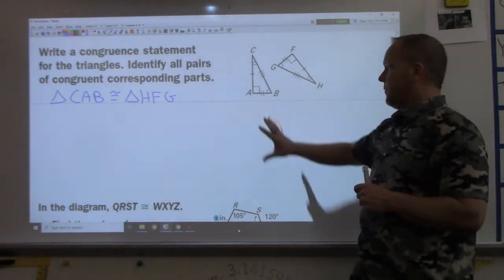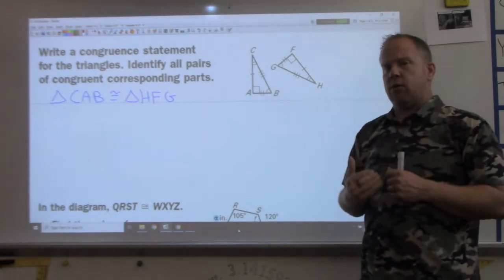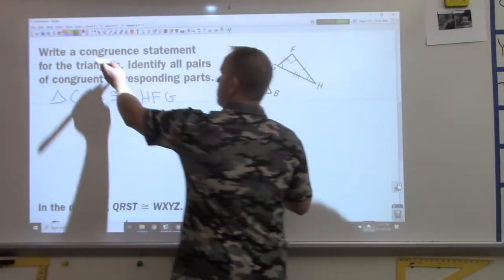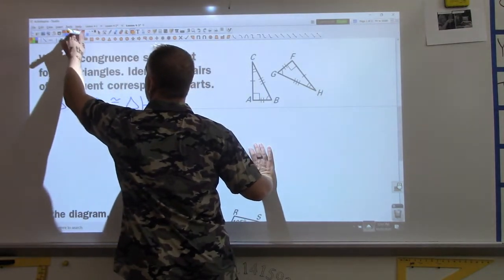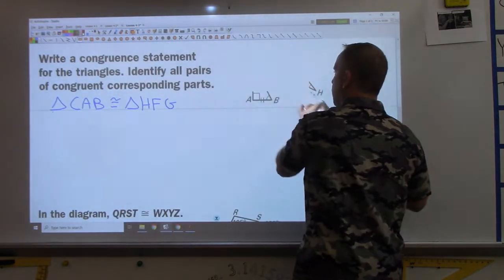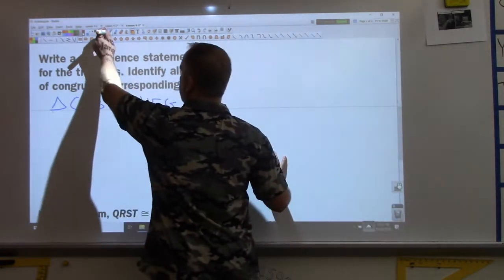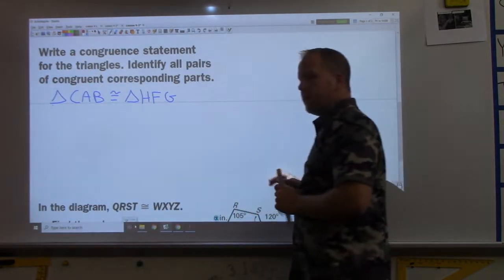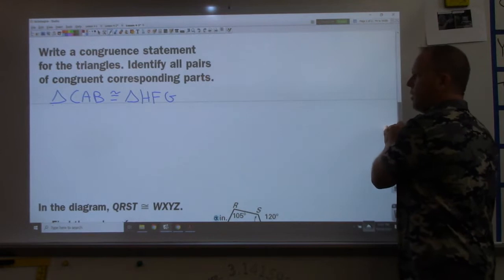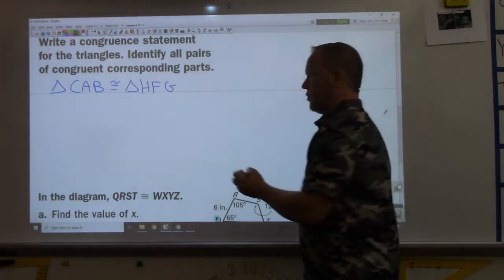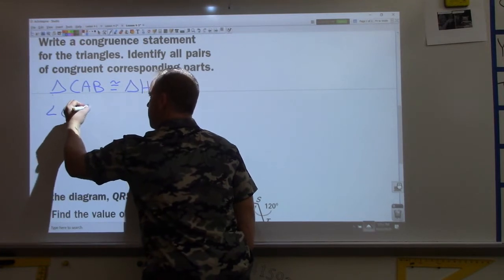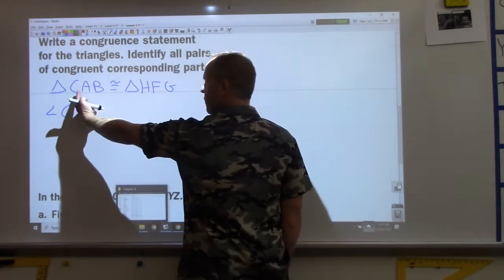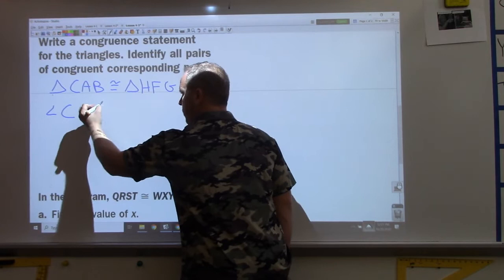Now, if I don't have a diagram and I have to list all the corresponding congruent parts, here, let's do a little trick here. Ready? I'm going to take the picture away. Why? Because I don't need it for the next part. Identify all the corresponding congruent parts. Angle C is congruent to first letter, angle H.